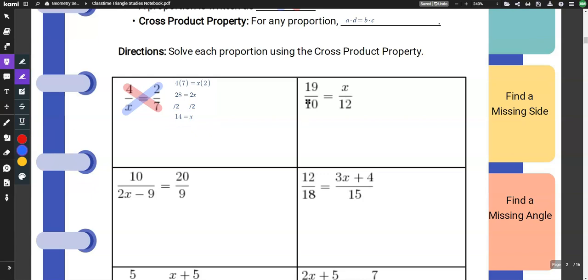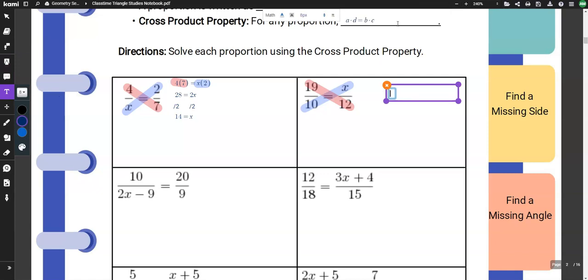The next proportion is 19 over 10 is equal to x over 12. So again, I'm going to highlight my terms. All right, and then we're going to go ahead and set up the equation or the simplified equation. So let's do the cross multiplication. We have 19 times 12 is equal to 10 times x. And again, we get those numbers from our original proportion.